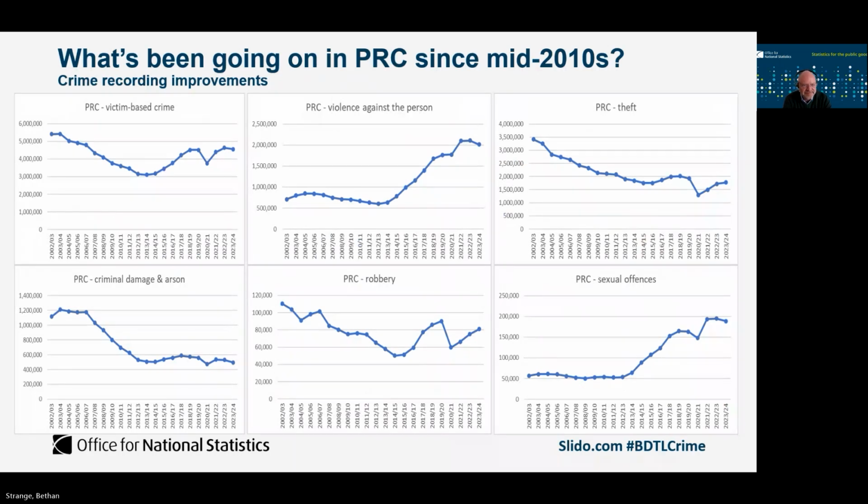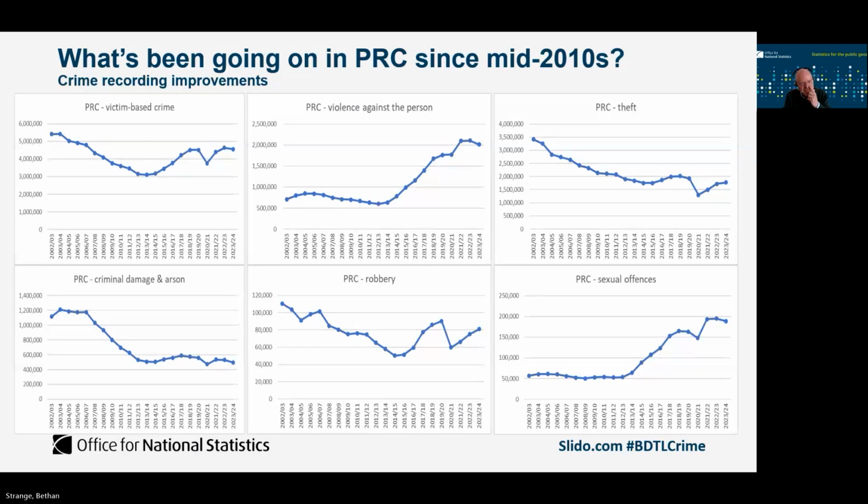Again, we can dive in to different headline crime types. And again, you can see the impact, particularly on certain crime types, of that improvement in recording. So the top left is the previous chart that I showed you. And then the next one is violence against the person offences.